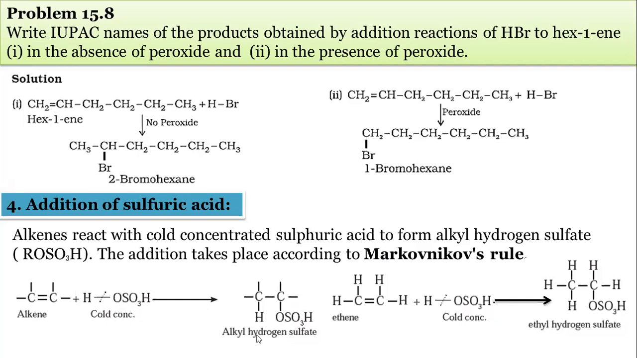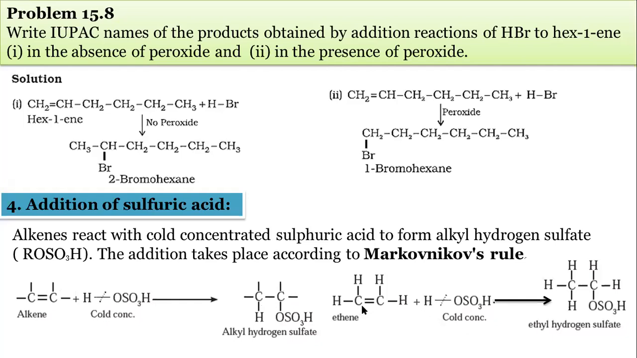This compound is called alkyl hydrogen sulfate, because this group is alkyl. This is a hydrogen and this is a sulfate. So it is called alkyl hydrogen sulfate. See, one example is shown here, ethene plus H2SO4.